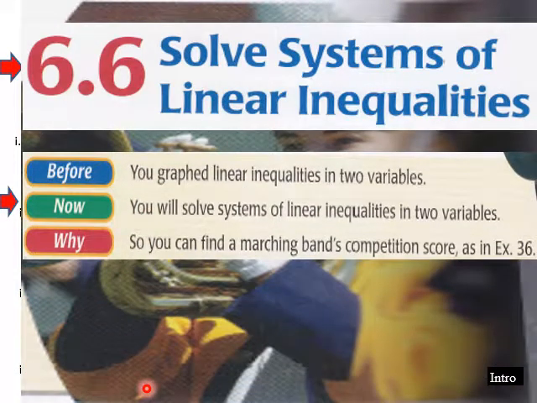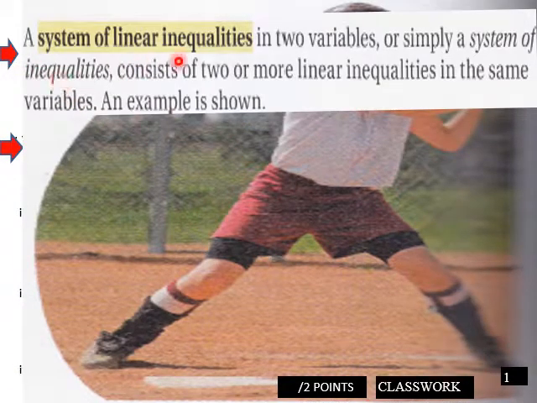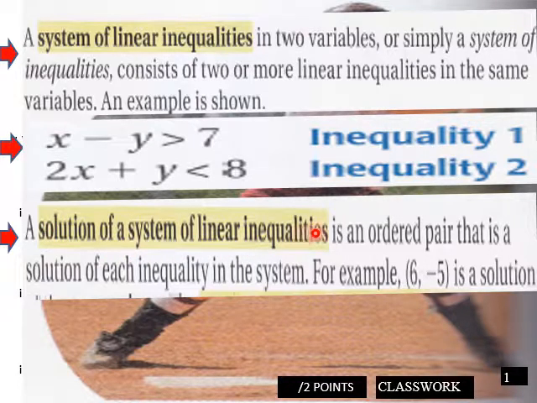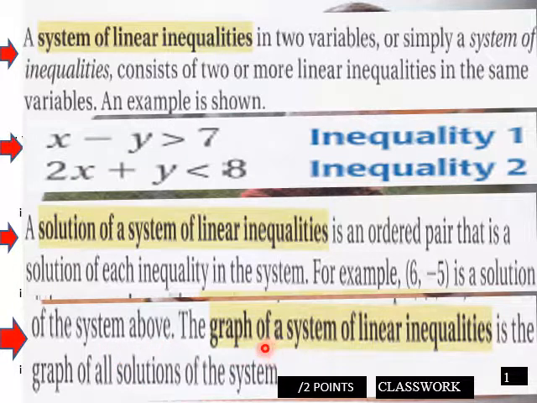Okay, 6.6. Solve systems of linear inequalities. You graph linears. You will solve the systems of linears in two variables. A system of linear inequalities in two variables, or simply a system of inequalities, consists of two or more linear inequalities in the same variables. Here's an example here. A solution of a system of linear inequalities is an ordered pair that is a solution of each inequality in the system. For example, (6, -5) is a solution of the system above. The graph of a system of linear inequalities is the graph of all solutions.